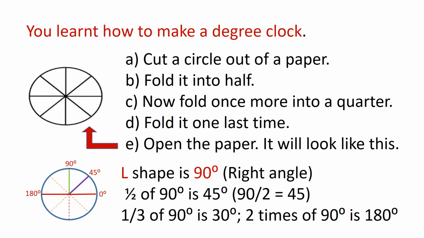Children, you learned how to make a degree clock. Here I have given you the steps to make a degree clock. Let us now see the second degree clock shown here. L shape is 90 degrees, which is shown with the green color line, which is a right angle. Then purple line, 45 degrees, which is half of 90 degrees. Then 1/3 of 90 degrees is 30 degrees. Finally, 2 times 90 degrees is 180 degrees, shown by a brown line here.